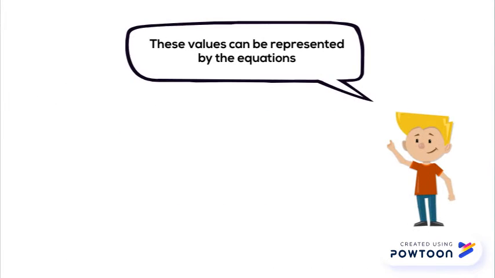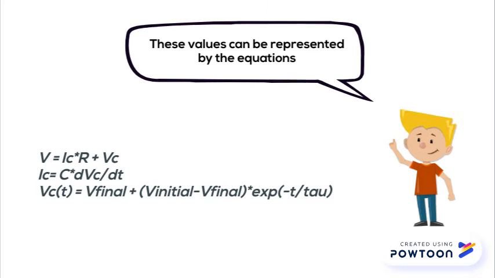These values can be represented by the following equations. V equals IC times R plus VC. IC equals C times dVC over dt. VC of t equals V final plus quantity V initial minus V final times the exponential to negative t over tau.